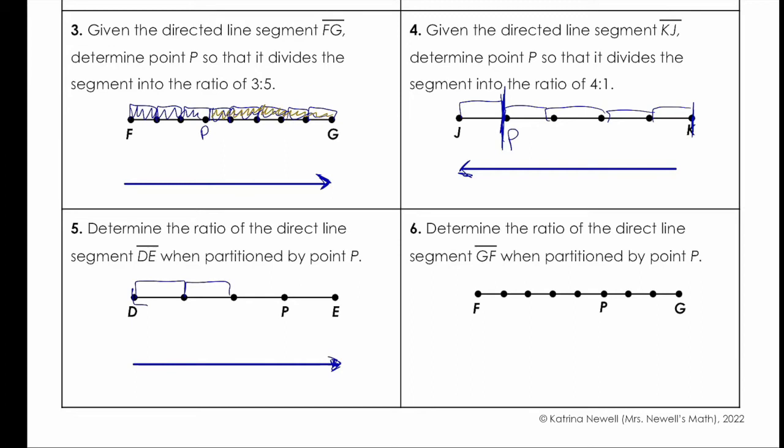1, 2, 3. So that's 3 and then 1. So our ratio is 3 to 1. Or we could have said 3 to 1.